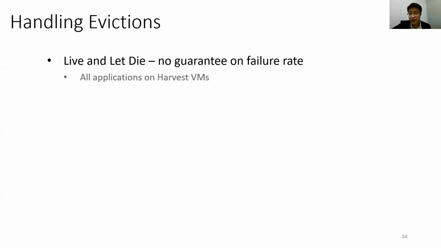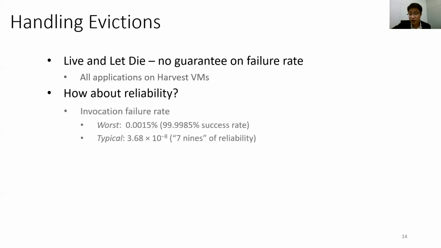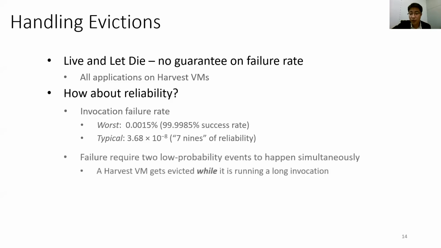Lastly comes the leave and let die strategy, which allocates all the applications to Harvest VMs. This strategy is clearly the most efficient, but lacks a theoretical bound on fear rate. So this time we ask the question on reliability. The actual invocation fear rate turned out to be very low. In the worst case, the serverless platform achieves 4 nines of reliability, and in the typical case, it achieves 7 nines of reliability. The actual invocation fear rate is low, because fear requires 2 low probability events to happen simultaneously, which is that a Harvest VM gets evicted while it is running a non-invocation.